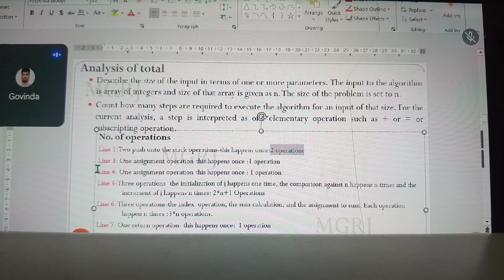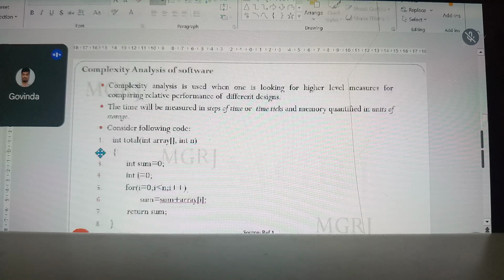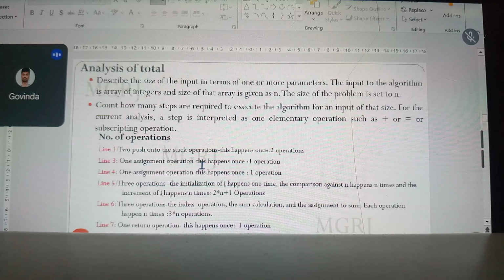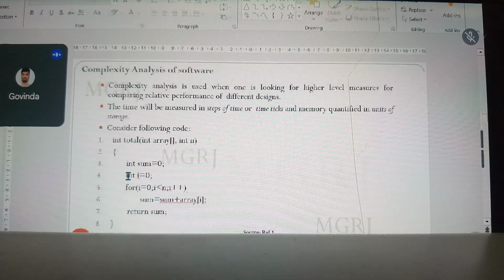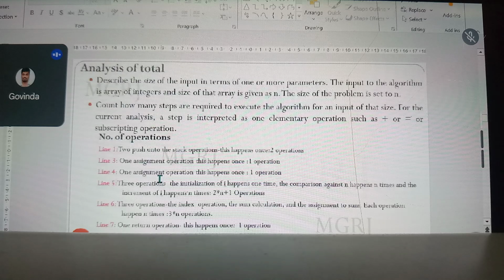And line number 3, if you consider, is int sum equals 0. It has one assignment operation. Even this happens once, so there is only one operation. On line number 4, there is one more declaration statement, that is int i is equal to 0. Even this operation happens once, so one operation.